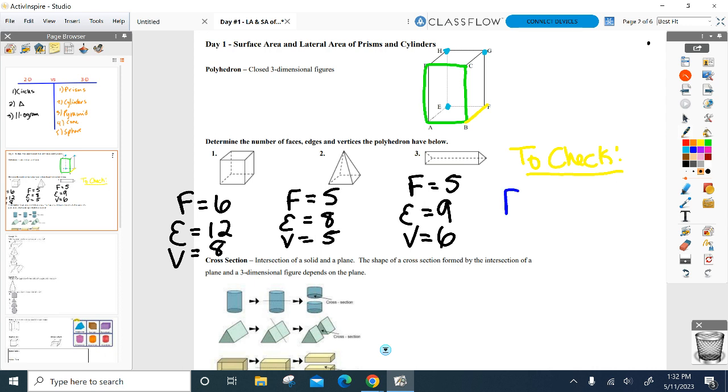You take the number of faces and add that to the number of vertices, and then subtract out the number of edges. So add your faces and vertices, subtract the edges, and I don't care what polyhedron it is, every single time your answer is 2. Every time. You could try it on one of the 3 we just did. Every time it's 2. All right, so that's how you can check.